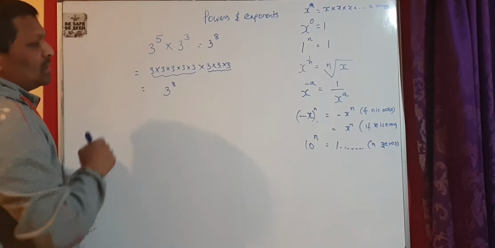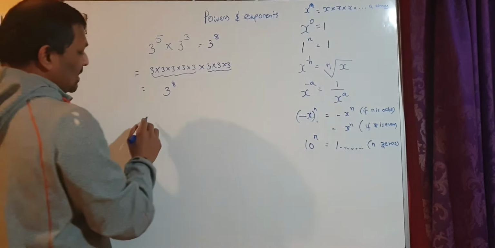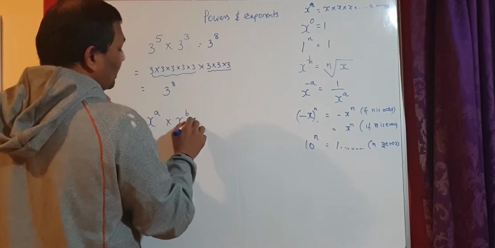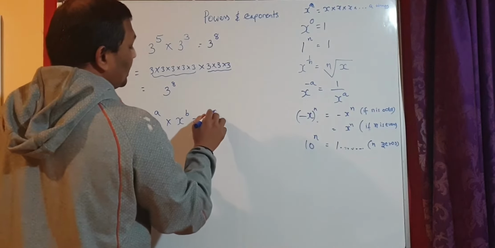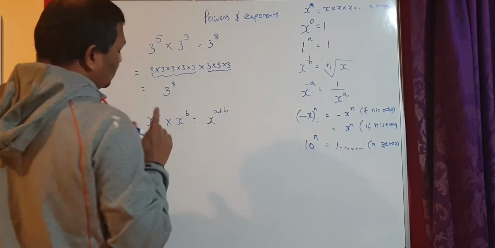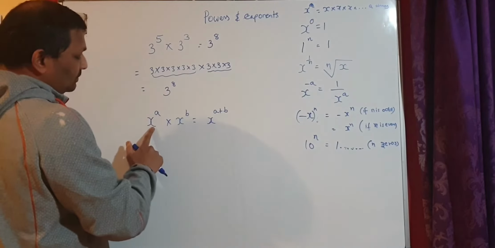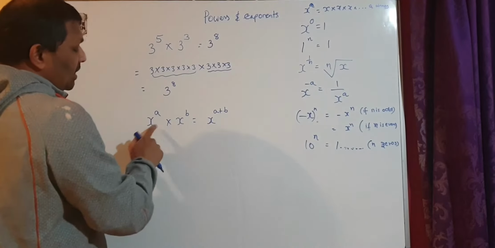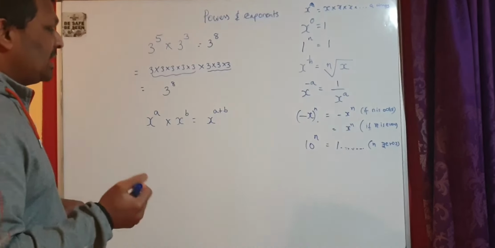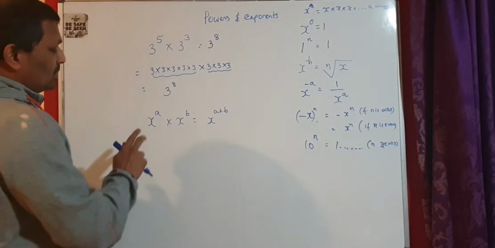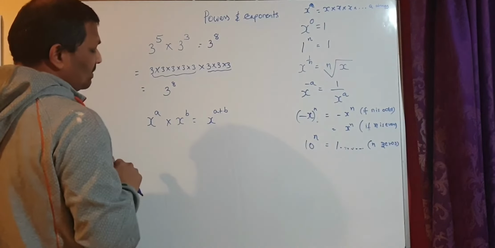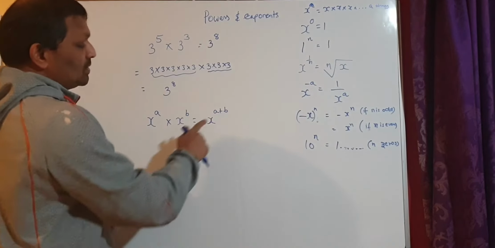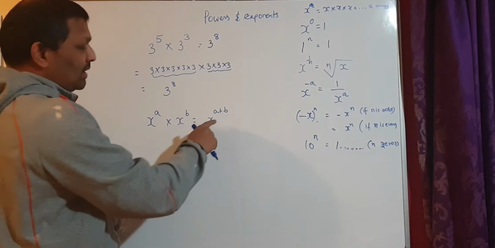So again, to generalize the formula, x to the power of a into x to the power of b can be written as x to the power of a plus b. Two important things. One is that the bases should be same. It need not be a positive base or a negative base or a fractional base, but the condition is that the bases should be same and the powers can be different. In such a case, you have to sum the powers. You should not multiply the powers. Putting a plus is important.